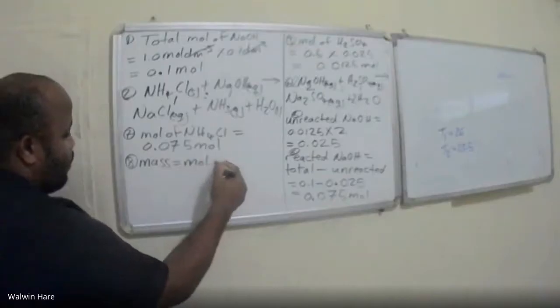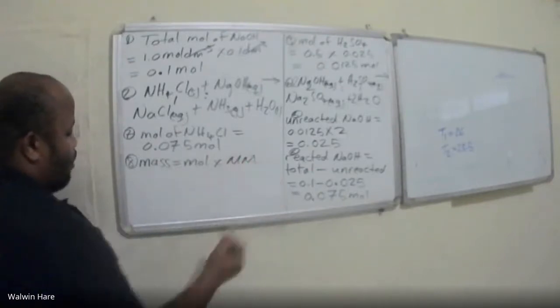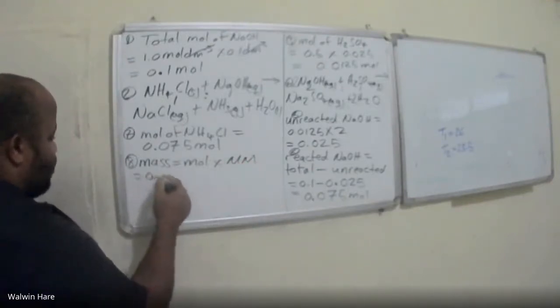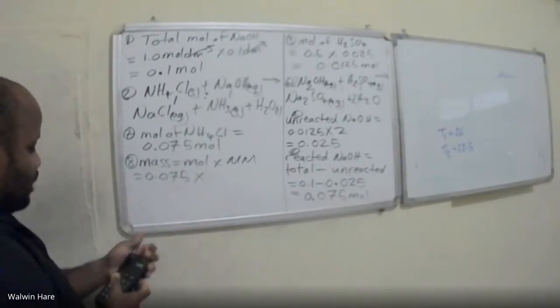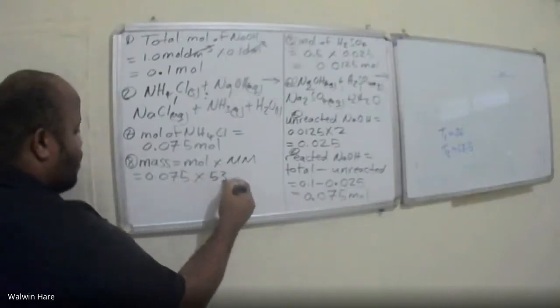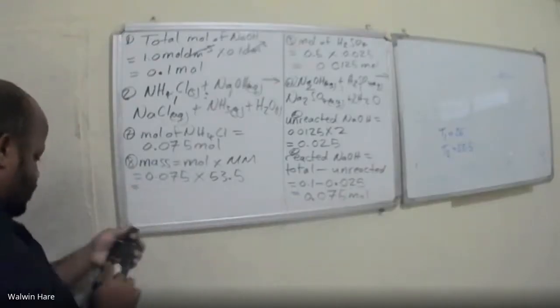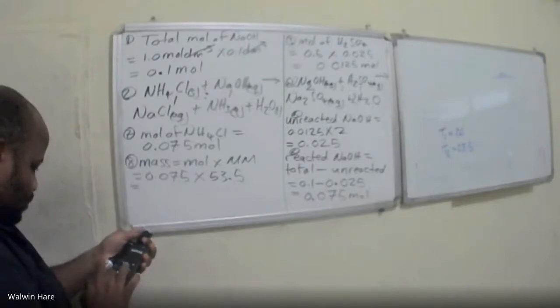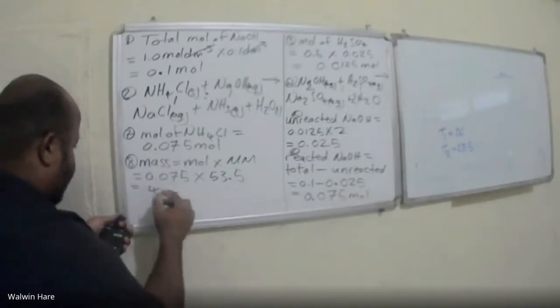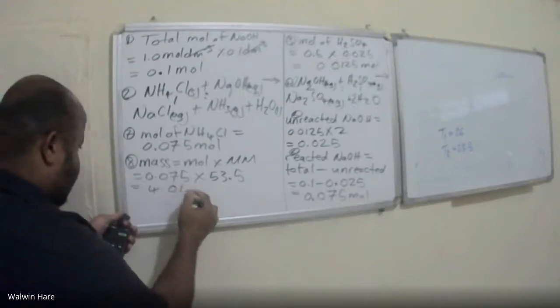Isn't it the mass? Right, get the mass, and mass is equal to mole times molar mass. So it will be 0.075 times the molar mass of ammonium chloride. How much did you get? 53.5. And we get 4.0 grams.